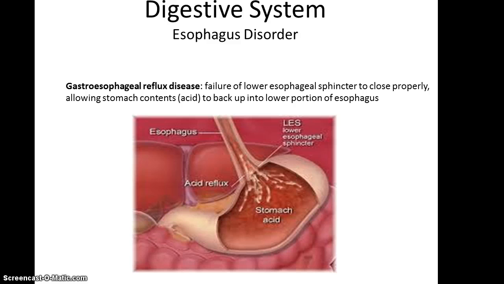Esophageal disorder. There is gastroesophageal reflux disease. This is where someone is constantly having the contents of their stomach back up into the lower part of the esophagus. And this is because the lower esophageal sphincter isn't closing properly. And this can become a severe problem because besides the pain, it also can lead to destruction of the lower portion of the esophagus.